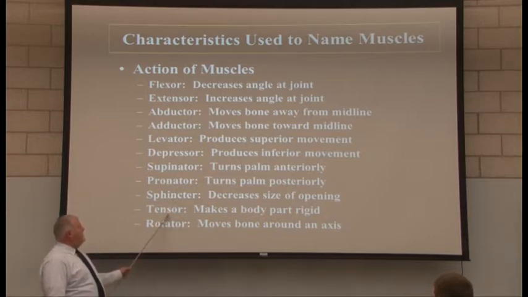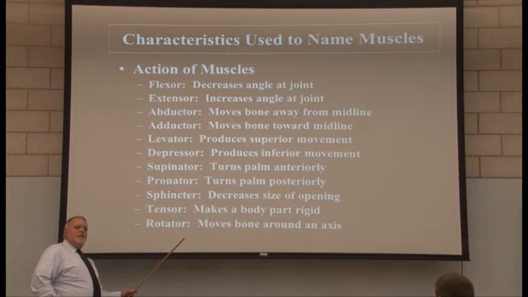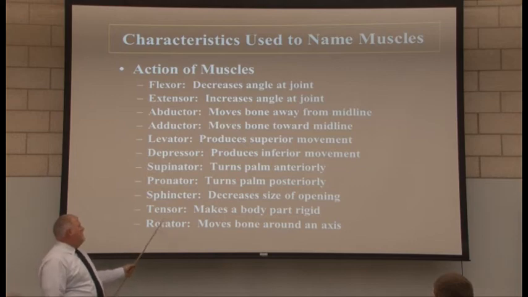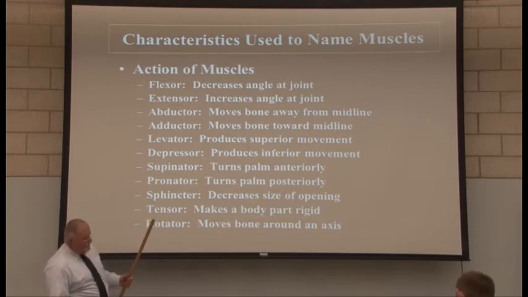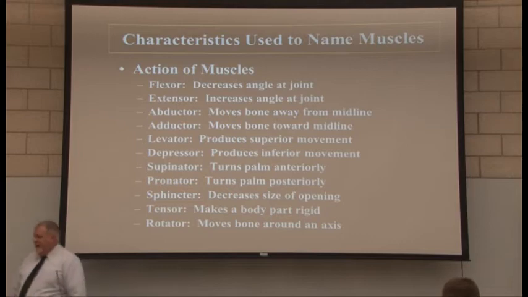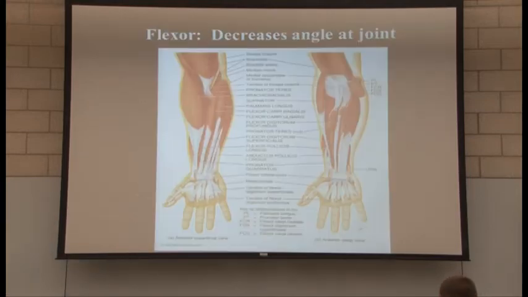And tensor is a little tiny muscle on the upper part of your hip here that attaches to a really broad sheet of connective tissue. When it contracts, it makes that connective tissue really rigid, so it makes the outside of your thigh really rigid. So it gets the name tensor because it makes the body part rigid. And then we have some rotators that allow us to rotate around an axis. I didn't actually put any rotators on your list.